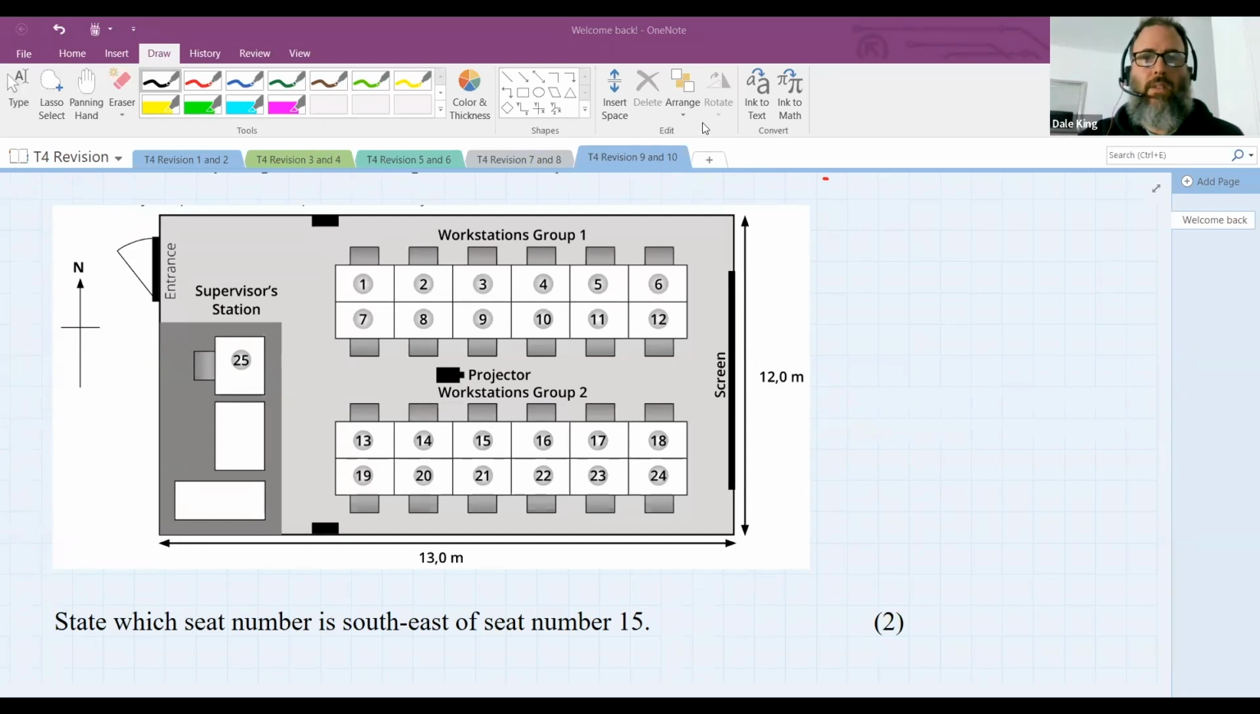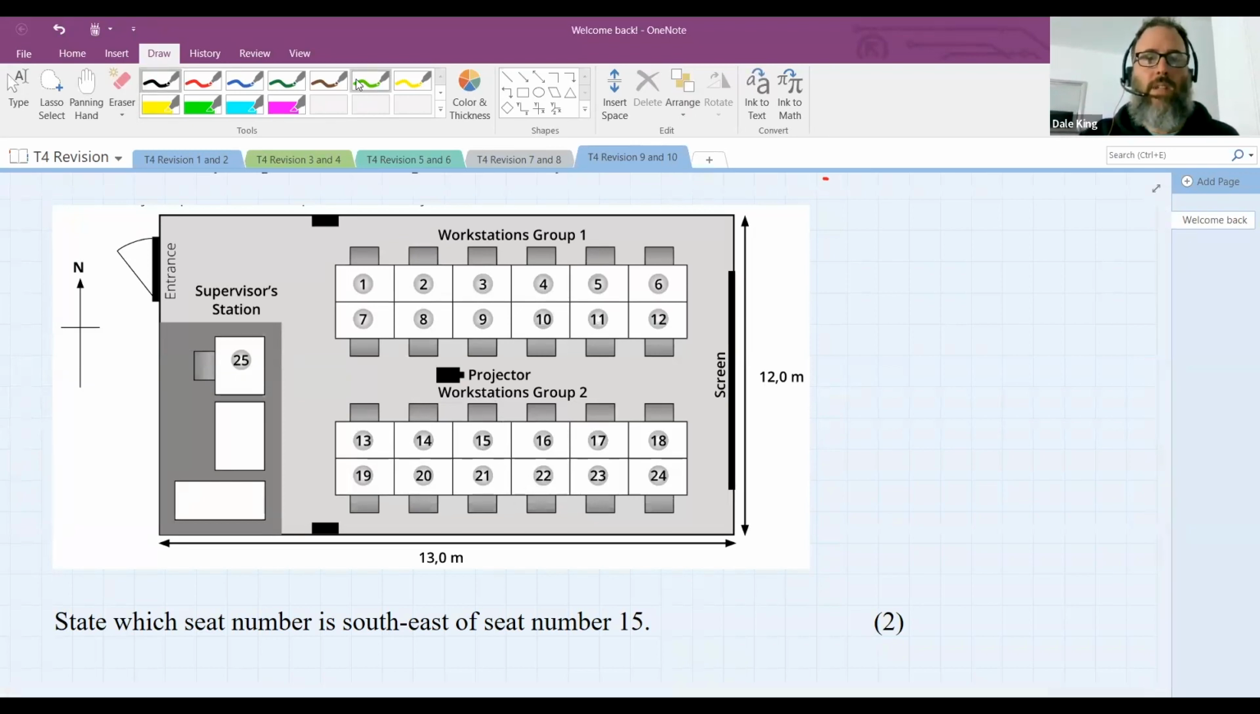All right. Answers are coming through. Yes, everyone should be getting this one right. All right. Yes, good. So there's seat number 15, and we need to go southeast of that. So there's the arrow, and we will hit seat number 22 southeast of seat 15.